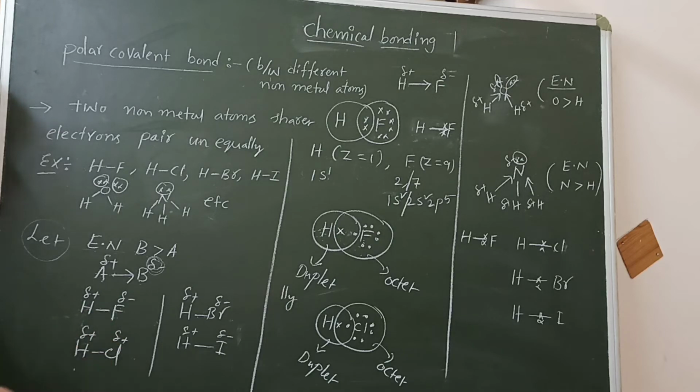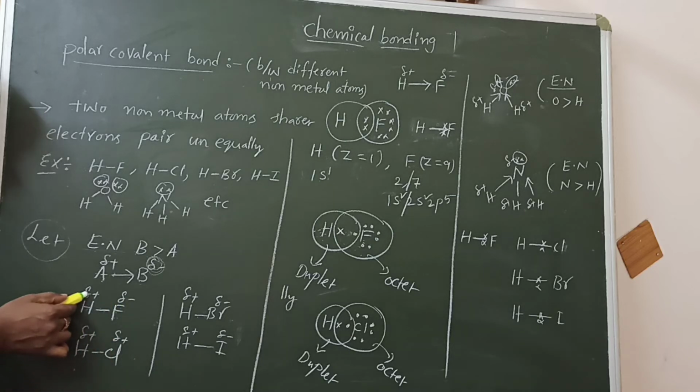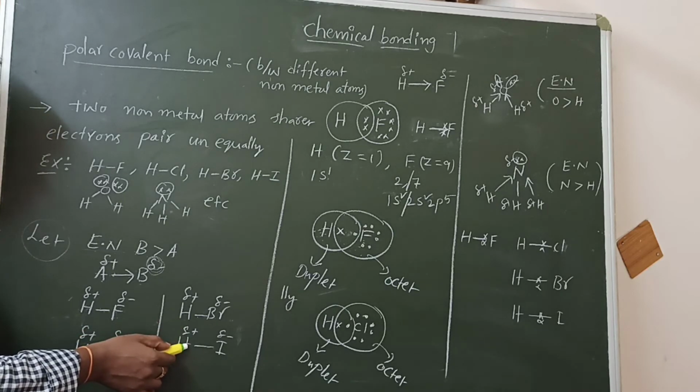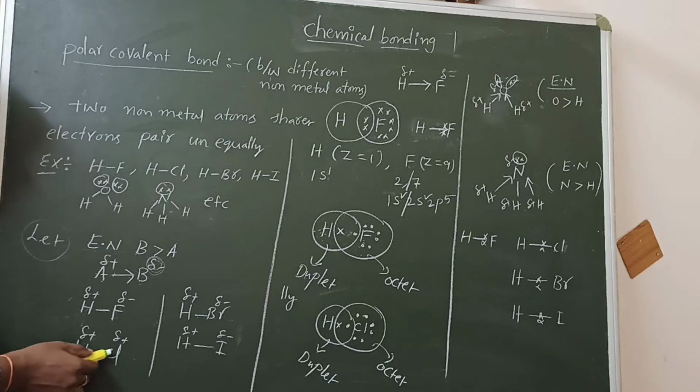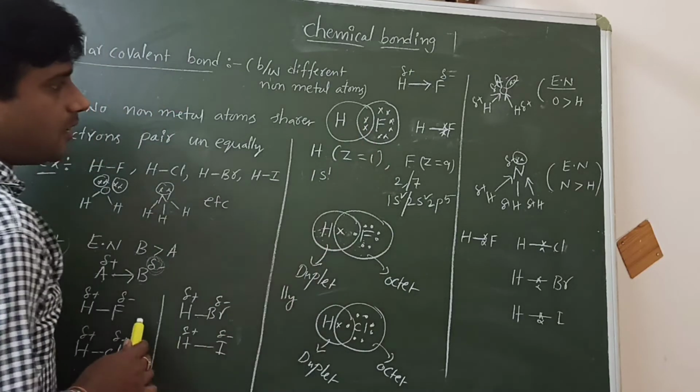Electrons carry negative charge, so as they partially shift towards the fluorine atom side, fluorine gets a partial negative charge. Hydrogen partially loses the electrons, so it gets a partial positive charge. In a similar way, in hydrogen chloride, hydrogen bromide and hydrogen iodide, the electronegativity of chlorine, bromine and iodine is more than that of hydrogen. We'll explain this clearly.